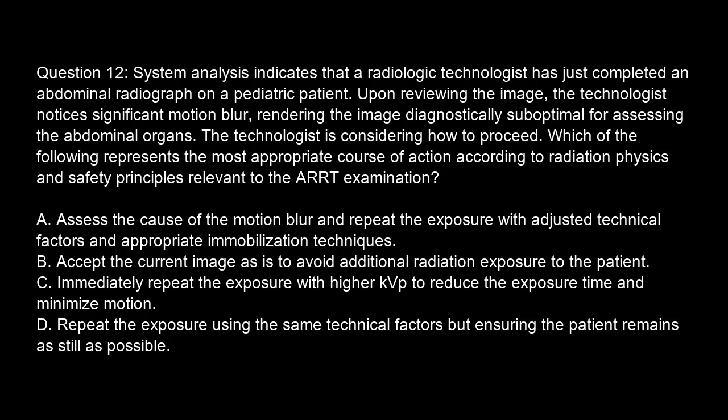Which of the following represents the most appropriate course of action according to radiation physics and safety principles relevant to the AD examination? Option A. Assess the cause of the motion blur and repeat the exposure with adjusted technical factors and appropriate immobilization techniques. Option B. Accept the current image as is to avoid additional radiation exposure to the patient. Option C. Immediately repeat the exposure with higher kVp to reduce the exposure time and minimize motion. Option D. Repeat the exposure using the same technical factors but ensuring the patient remains as still as possible.